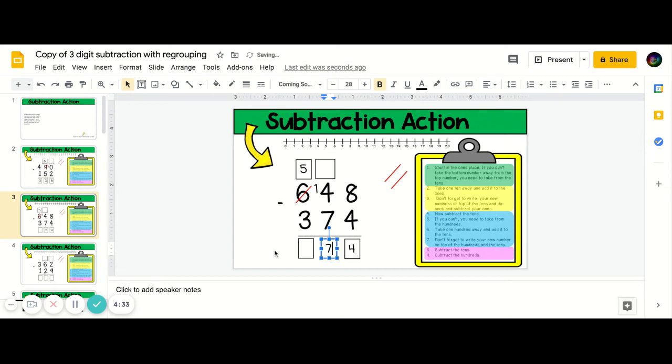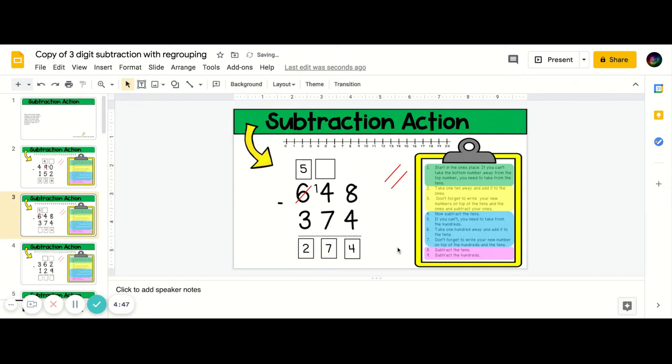Good job. And now we look at our final column, which is the hundreds column. 500 minus 300, or 5 minus 3. It is much easier to just read the digits. And 5 minus 3 is 2. So 648 minus 374 is 274. Wow, that's really cool.